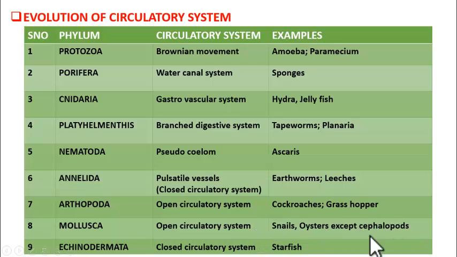But in some mollusks which belong to the class cephalopoda, there is closed circulatory system. They have heart as well as blood vessels. Example is octopus. Got it?